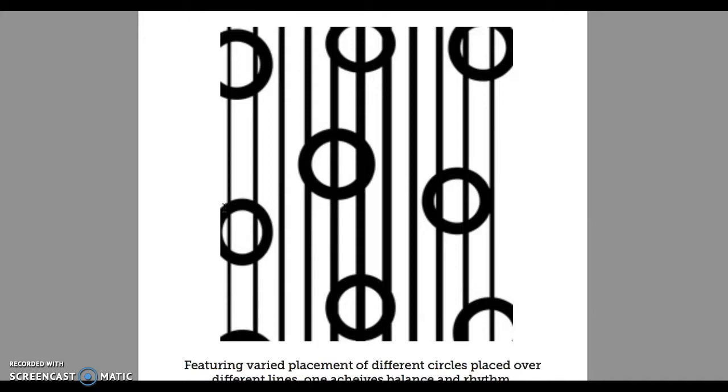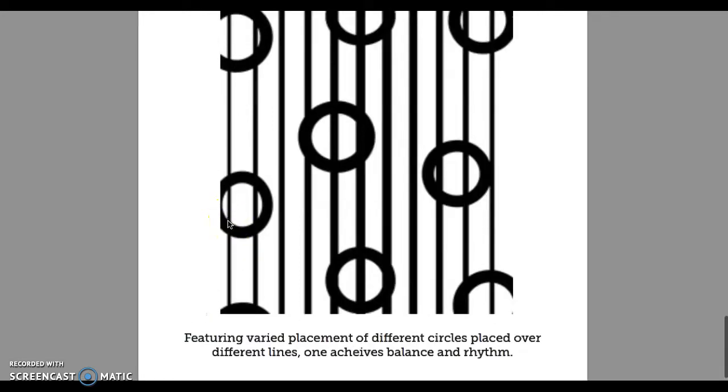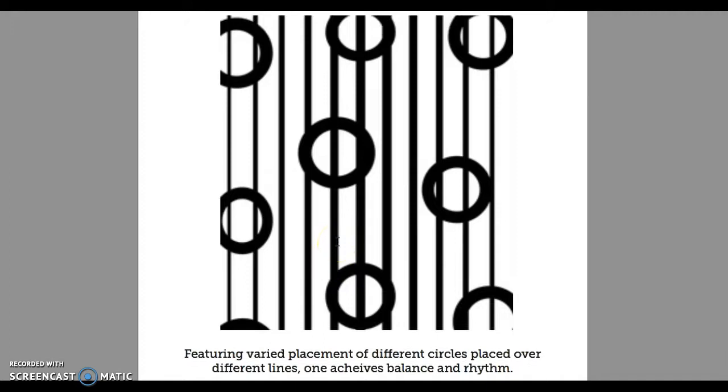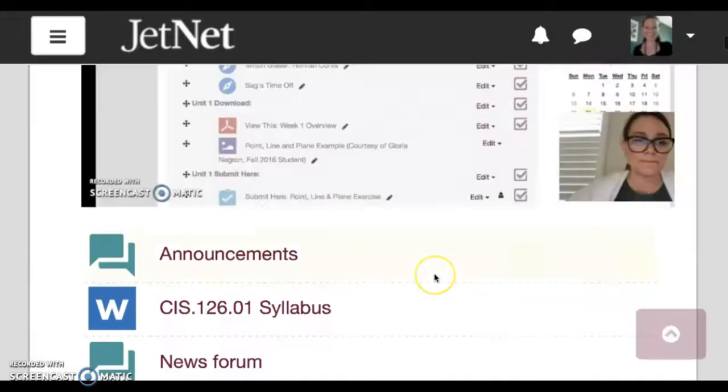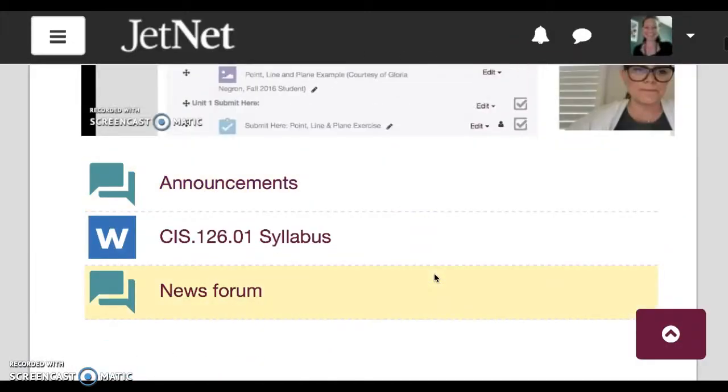If not, head over to something like Inkscape or even Canva or Pixlr, some of the ones I suggested last week. So this is varied placement of different circles placed over different lines. We've got predictability using the different circles and the lines, but they are changing. Some are thick, some are thin. They're not placed in exact repetitious patterns, so we can't call it a pattern. So it's rhythm. Okay, so those are just some examples of how one might achieve rhythm.